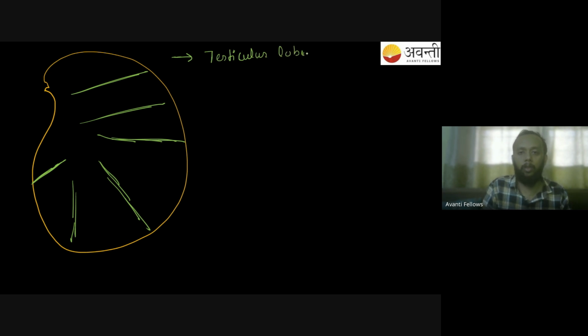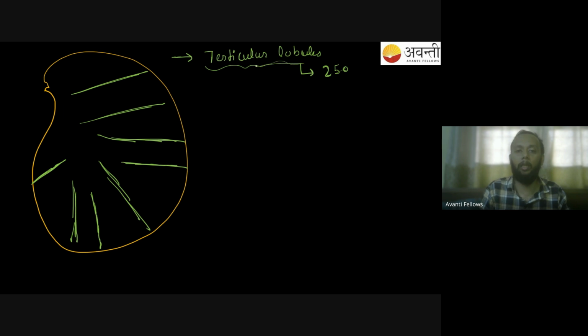Testicular lobules, and the number of testicular lobules in each testes is around 250. So 250 compartments you will find here. Here I have drawn only 4, 5, 7, but you will find around 250 compartments in the testes, and these compartments are called testicular lobules. So that's the first thing you have to know. That is the number you will get to see in them.